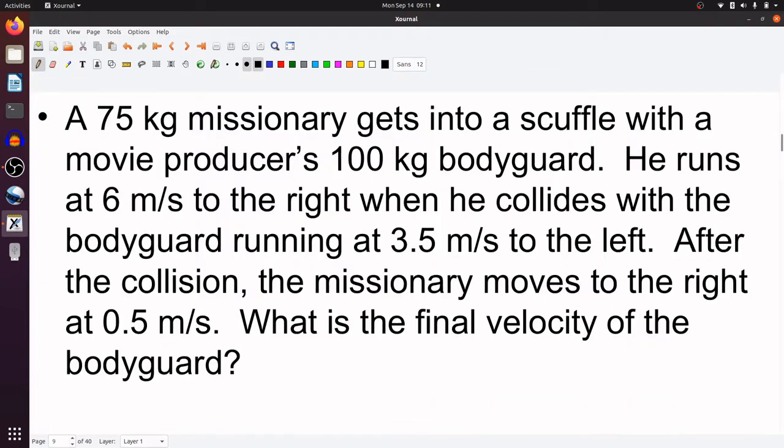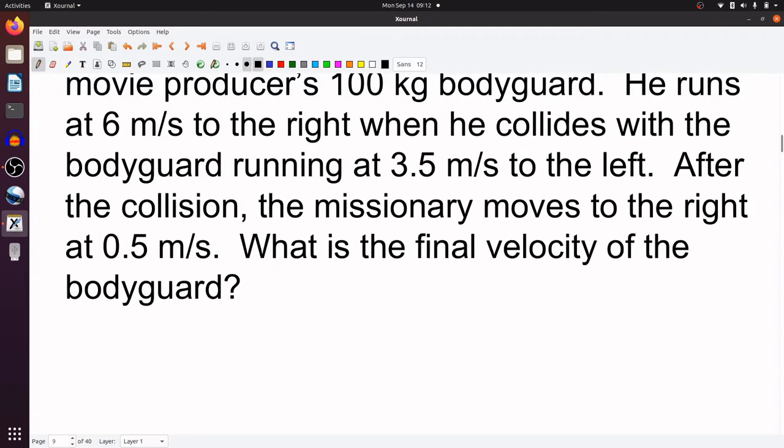Alright, so this is from an old movie. Anyways, let's say you have a 75-kilogram missionary who gets into a scuffle with a movie producer's 100-kilogram bodyguard. He runs at 6 meters a second to the right when he collides with the bodyguard running at 3.5 meters a second to the left. After the collision, the missionary moves to the right at 0.5 meters a second. We want to figure out the final velocity of the bodyguard.